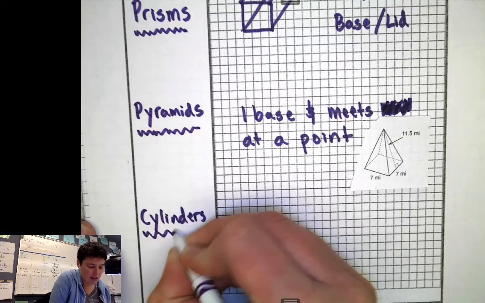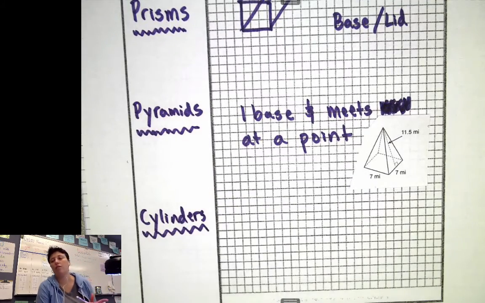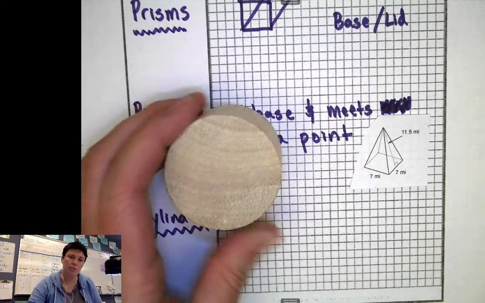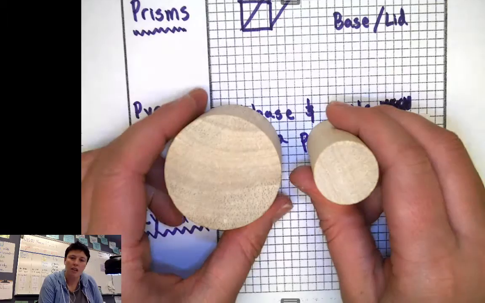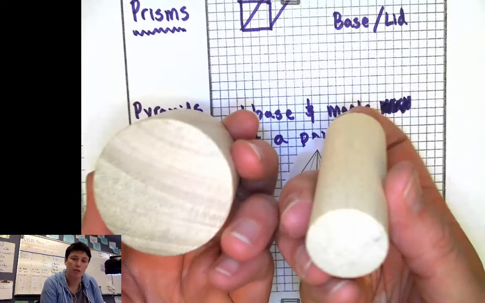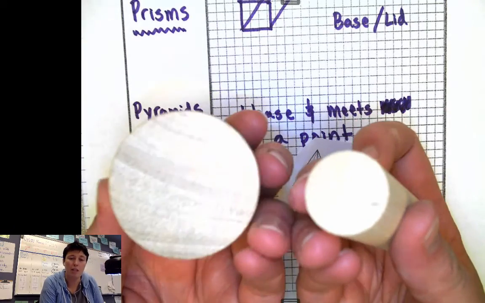And cylinders are interesting because cylinders involve circles. And the second we talk about circles, we're talking about the number pi. So I've got a couple cylinder blocks here as examples. They've got circular tops and bottoms. So like a prism, they have a matching base and lid.